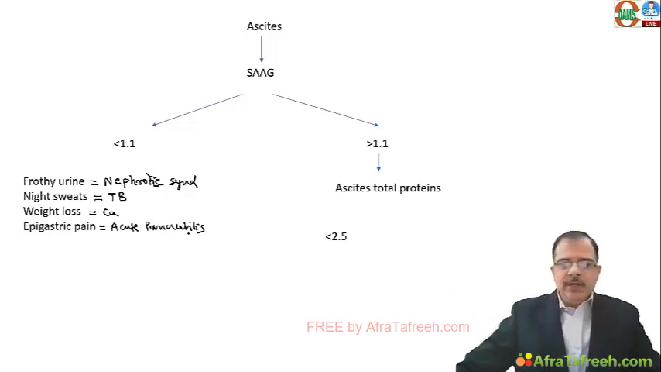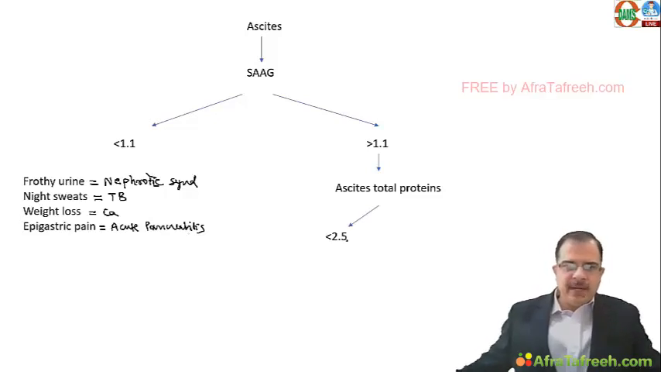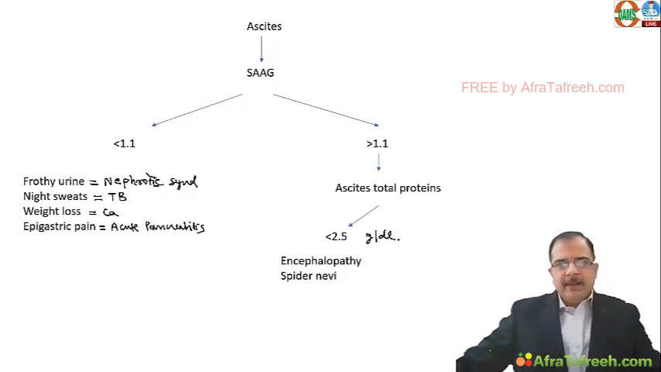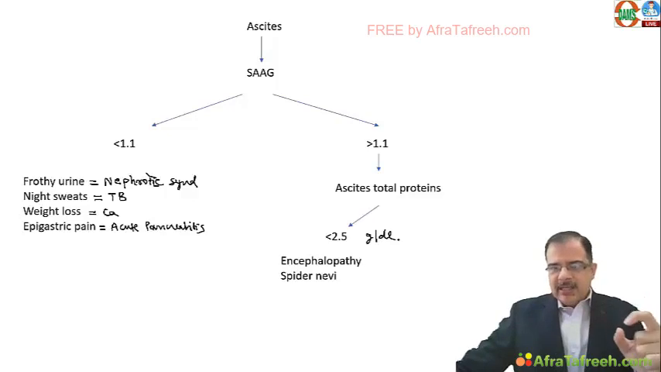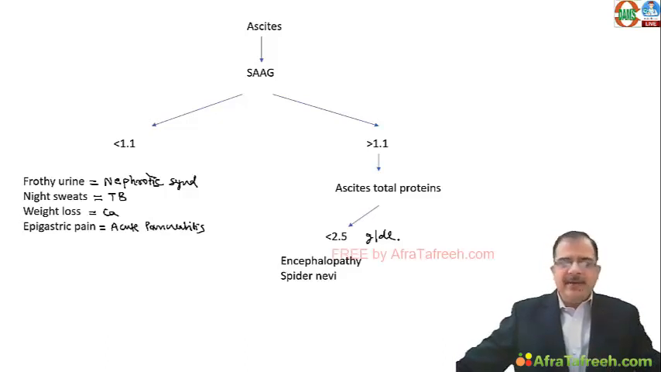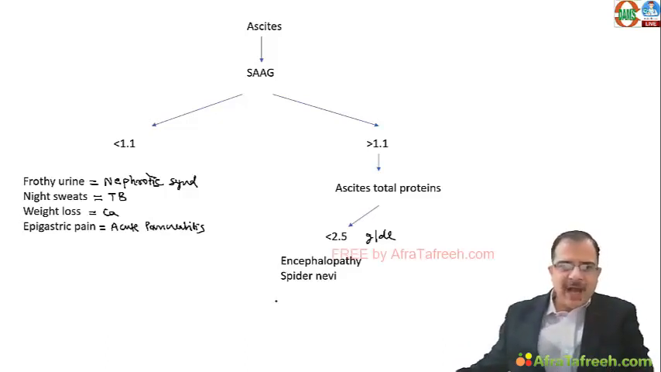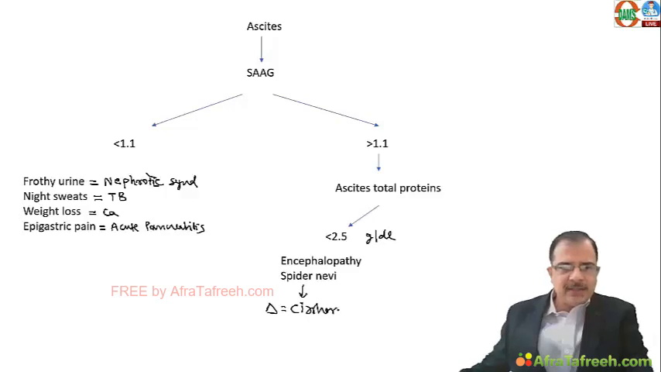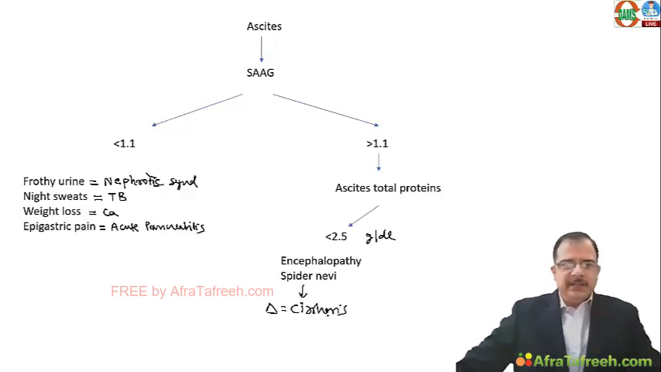So the ascitic total proteins will be less than 2.5. Units are grams per deciliter. So if it is given that the ascitic total protein is less than 2.5 gram per deciliter and the feature of encephalopathy is given to you, spider nevi is given to you, that means our diagnosis here will be a case of cirrhosis. So these are the liver failure markers, cirrhosis markers. Cirrhosis will be our answer.